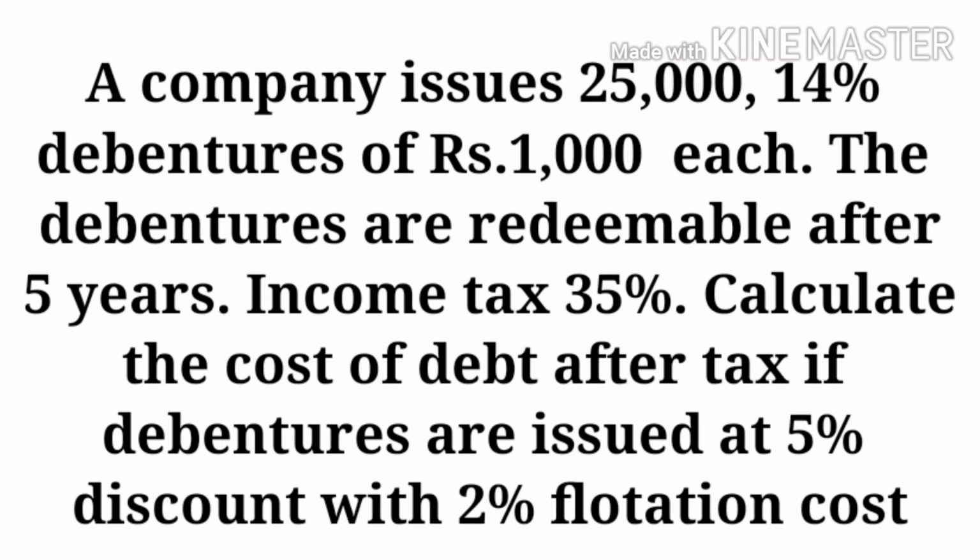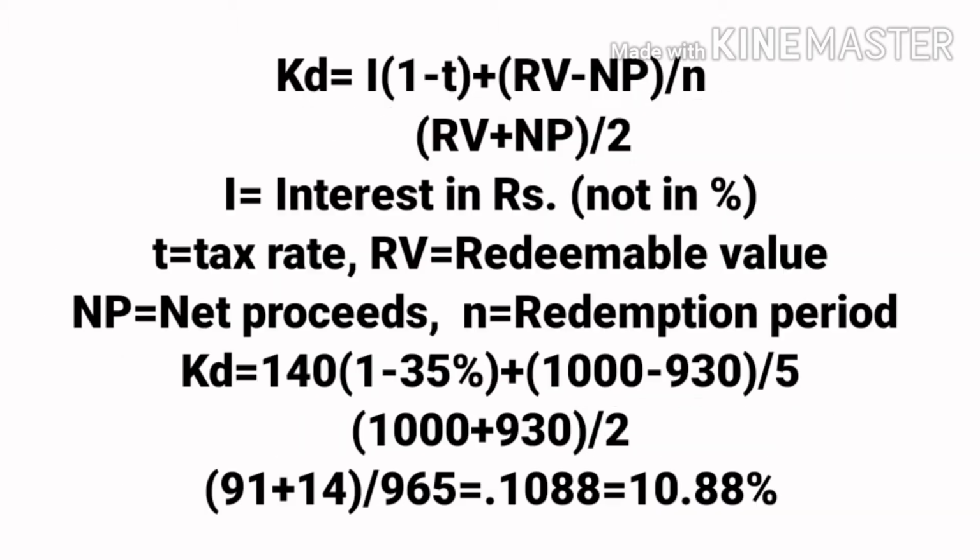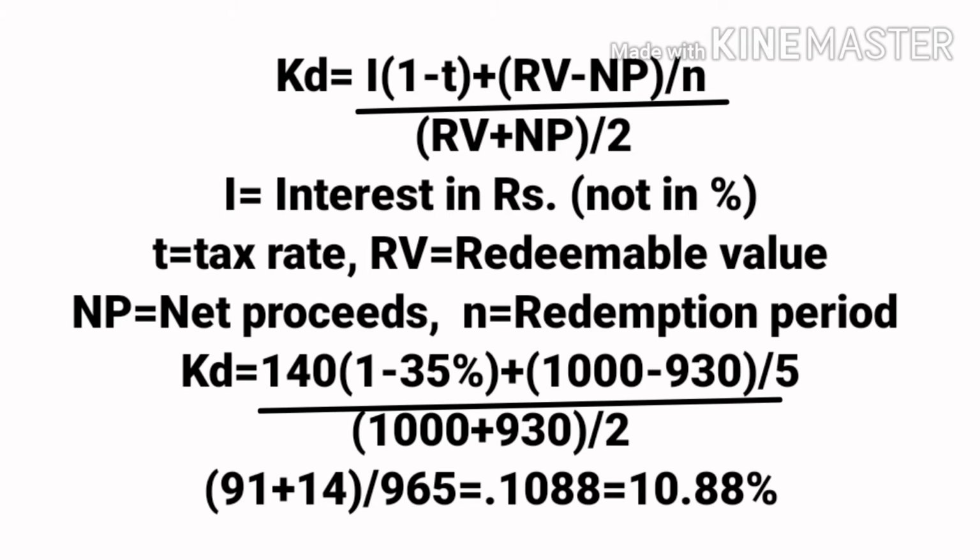A company issues 25,000 14% debentures of rupees 1000 each. The debentures are redeemable after 5 years. Income tax is 35%. Calculate the cost of debt after tax if the debentures are issued at 5% discount with 2% flotation cost. Formula for cost of debenture: Kd is equal to I into (1 minus T) plus (RV minus NP) divided by N, the whole divided by (RV plus NP) by 2, where I is the interest in rupees and not in percentage, T is the tax rate, RV is the redeemable value, NP is the net proceeds, and N is the number of years for redemption.